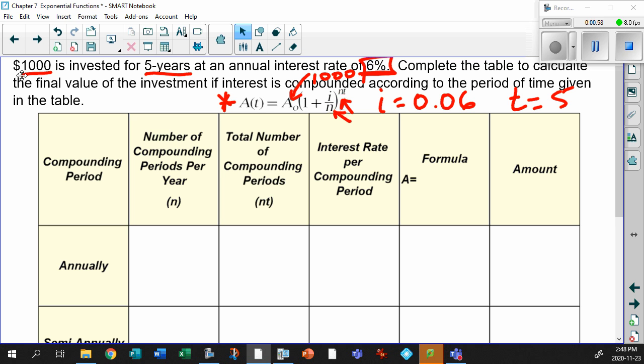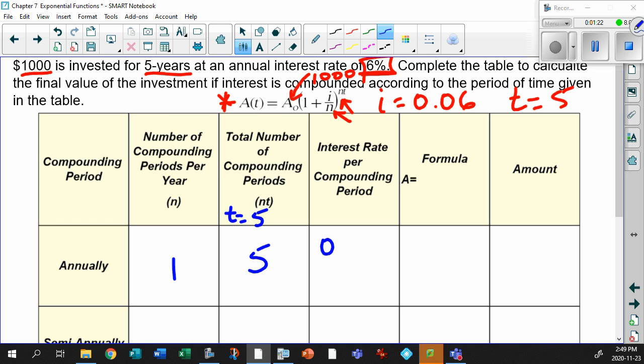So let's go to each one of them. Annually means once a year, which means the number of compounding periods is going to be 1. But then the total number of compounding periods is going to be, remember, your T equals 5. So if you're investing it for 5 years, you get money at the end of every year for 5 years. So if you think about this, N times T works out to be 5. Okay, your interest rate is 0.06 divided by the compounding periods. In this case, it's 1, right? It's always divided by N. Look at the formula right here if you don't believe me.